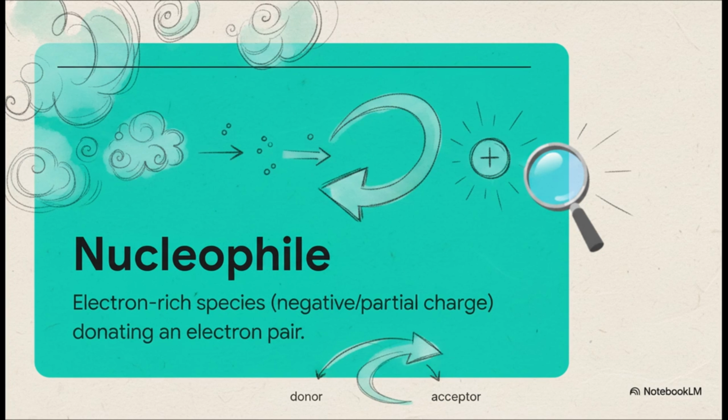On the flip side, nucleophiles are your electron-rich donors. They carry either a full or a partial negative charge, actively seeking out a positive center to donate their pair of electrons to. Keeping these two completely straight, electrophiles as acceptors, nucleophiles as donors, is basically non-negotiable for accurately mapping reaction mechanisms with your curly arrows. If you mix up who's donating and who's accepting, your entire mechanism is going to be mapped backwards.